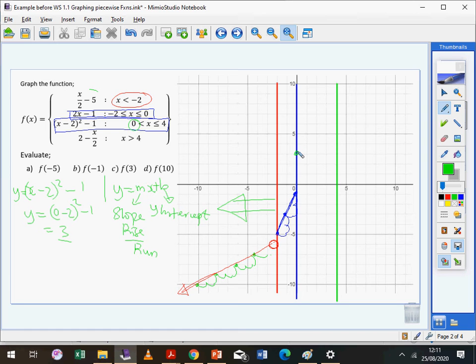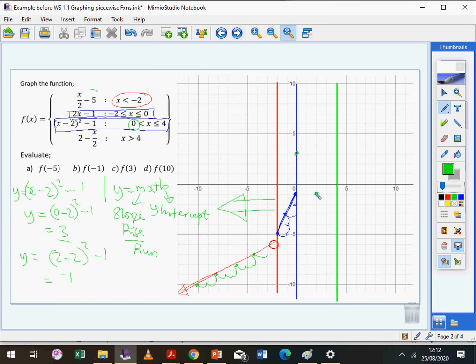And I also know, I can plug in another value. So after 0, I have 1, 2, 3, 4. So after 0, I can plug in another value. Let me plug in 2 because I don't want to do so many. If I plug in 2, I'll have 2 minus 2 squared minus 1, which is -1. So when x is 2, y is -1. That's right here.